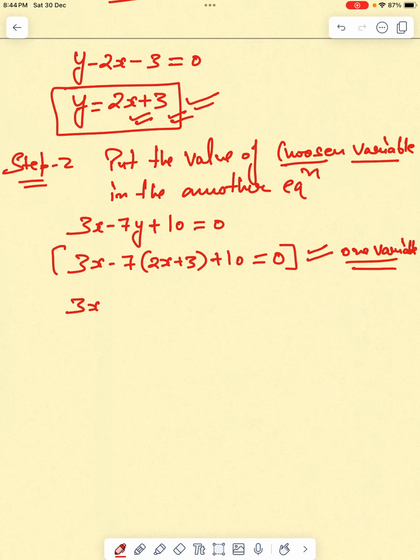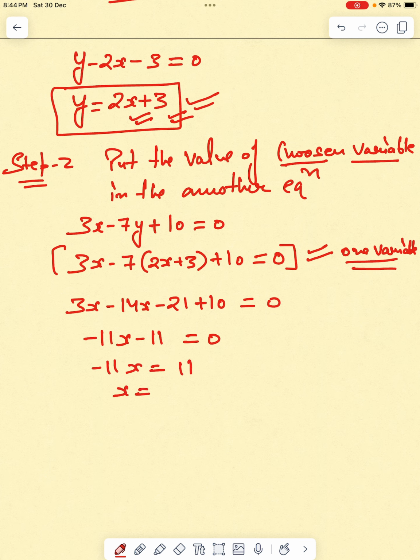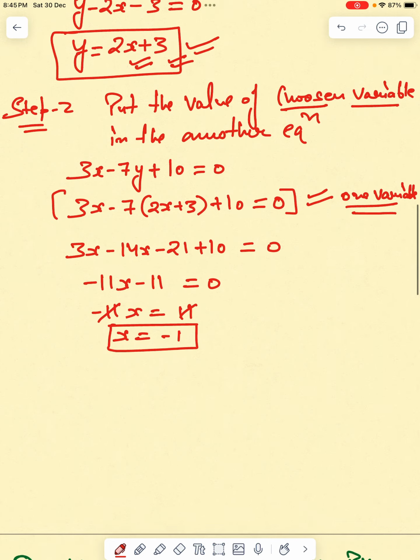Okay, just simplify the expression first. That is 7 into 2 14x minus 7 into 3 is minus 21 plus 10 is equals to 0. 3x minus 14x is minus 11x minus 21 plus 10 is minus 11 is equal to 0. So minus 11x is equals to 11, x is equals to 11, get cancelled out, so x is minus 1. So you are getting the value of x is minus 1.